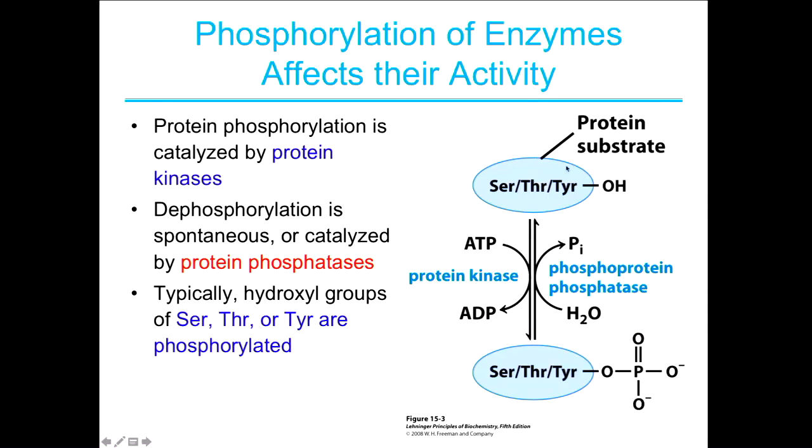The phosphorylation is catalyzed by a protein kinase. Again, kinase, think use of ATP, leaving behind ADP, and a phosphoryl group being transferred to something. In this case, it's the hydroxyl group on serine, threonine, or tyrosine. In some cases, the phosphoryl group will just come off again. In some particular enzymes, you get hydrolysis of that phosphoryl group spontaneously. But in many other cases, you do have phosphoprotein phosphatases, hydrolysis, leaving behind inorganic phosphate and bringing you back to the unphosphorylated protein.